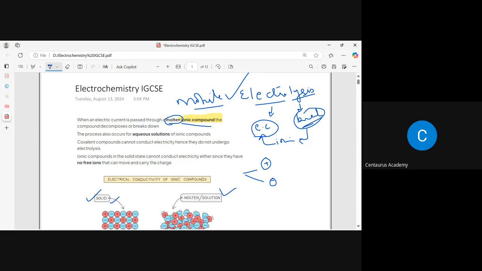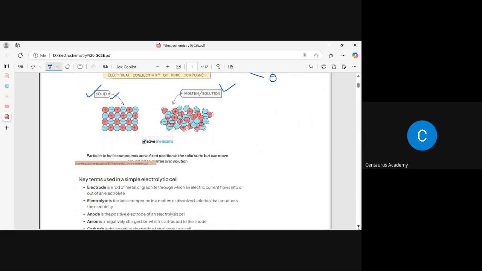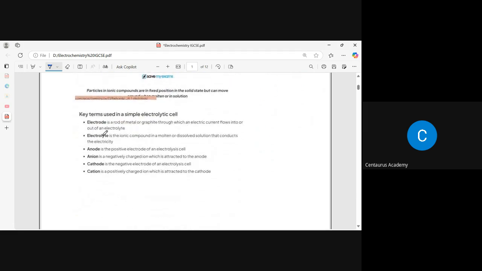Now what is an electrolyte? An electrolyte is basically a substance in solution which is going to conduct electricity. And here, when we discuss electrolysis in electrochemistry, we will usually be discussing ionic compounds in their molten state or dissolved in aqueous state, which will be acting as an electrolyte.